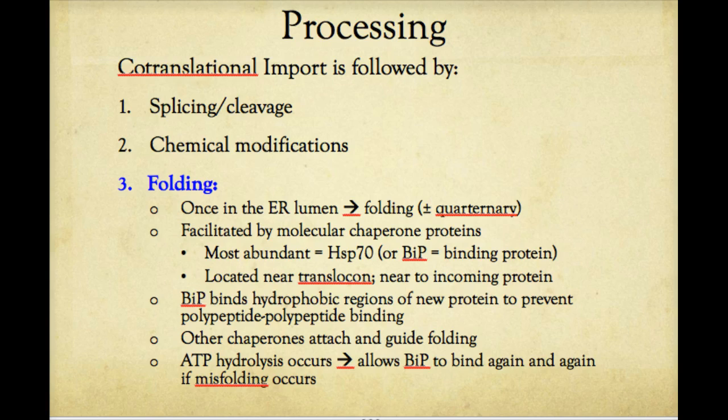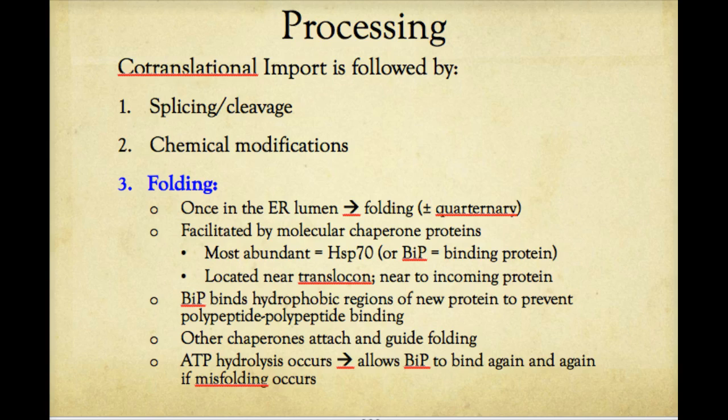So we're going to find HSP70 in large amounts near the translocon, near to where proteins are coming in to the RER, on the cytoplasm side of the membrane. The BIP molecule is going to bind to particular regions of that new protein, hydrophobic regions, in order to first prevent that new protein from simply folding in some random way. So in other words, BIP's first job is to keep the protein unfolded until it can be folded in a very particular step-by-step manner.